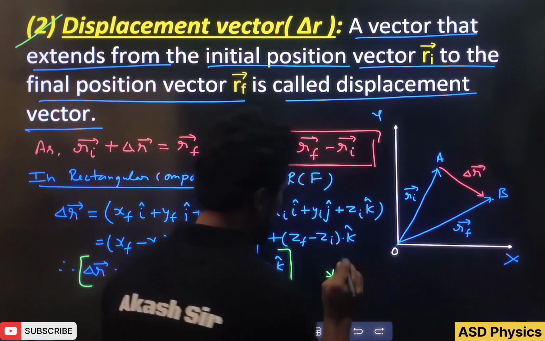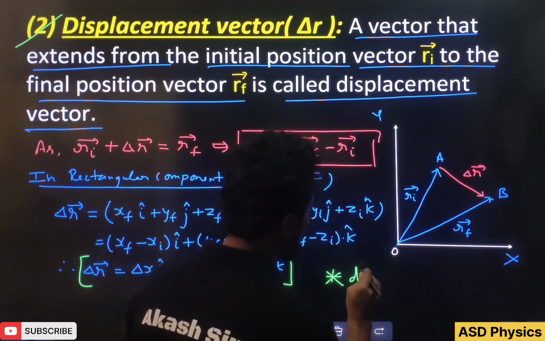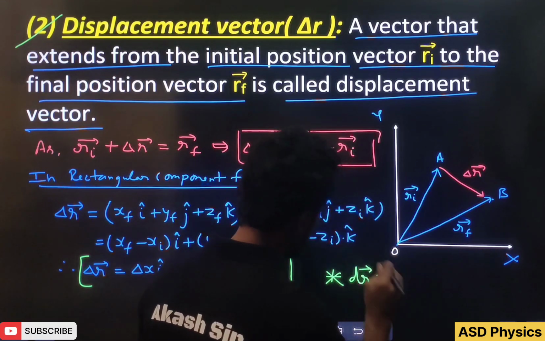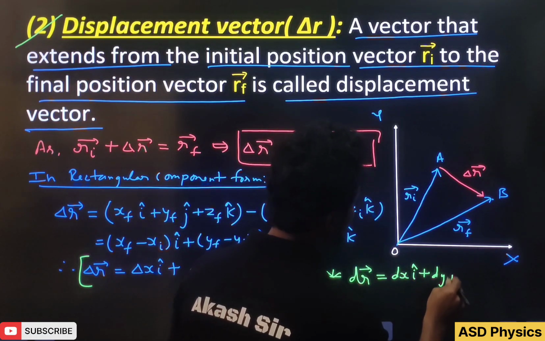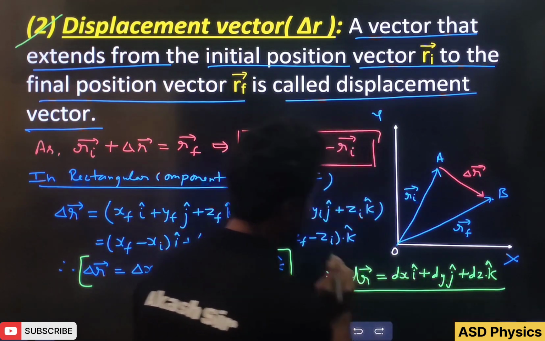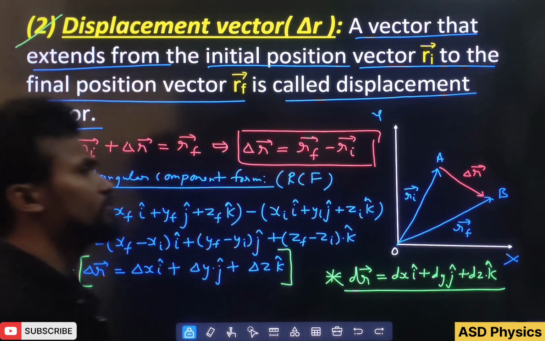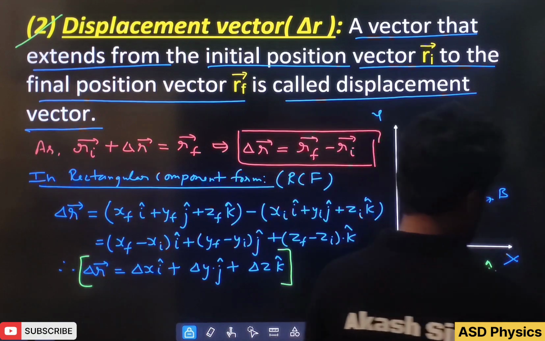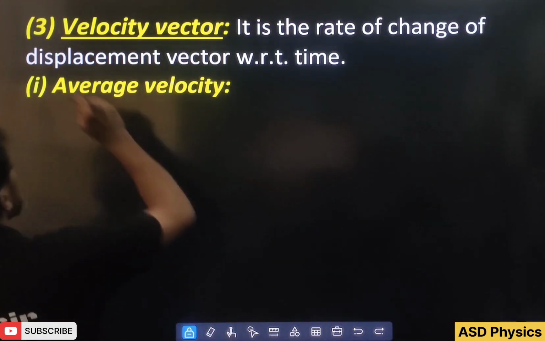Number of times the displacement is very small. Then this dr displacement vector is given by, very important, dx i cap plus dy j cap plus dz k cap. Kindly remember this also, students, because this displacement vector is very important when we are seeing the work done by the force and all that. Okay, great.